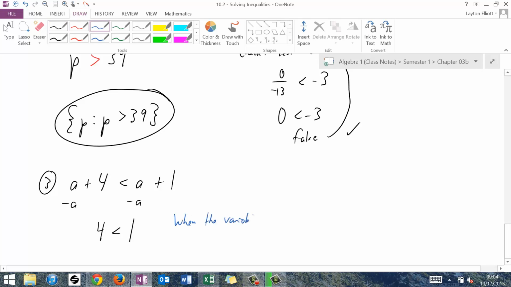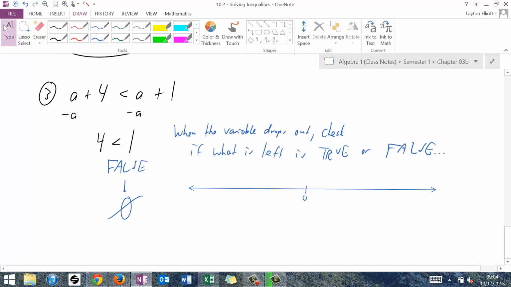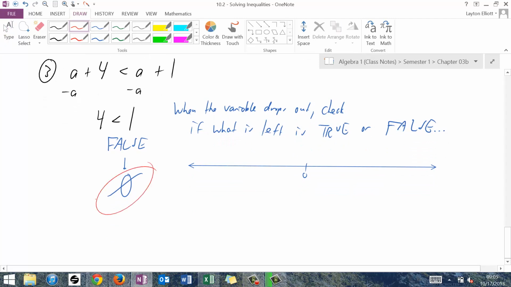When the variable drops out, just like we did with equal signs, check if what is left is true or false. This is false, which means that no variable will ever make that true, which means empty set. There is no solution. And if I graph that on a number line, it's going to look like a pretty lonely number line. I just put the origin down, but there's no point there because I don't want to shade any point. And my set notation solution is that.